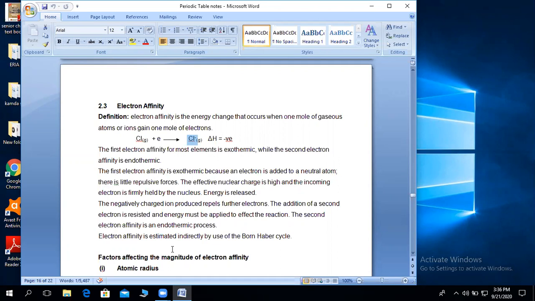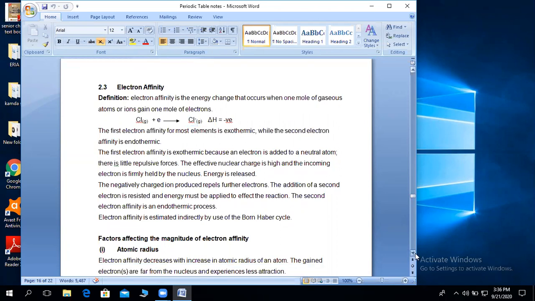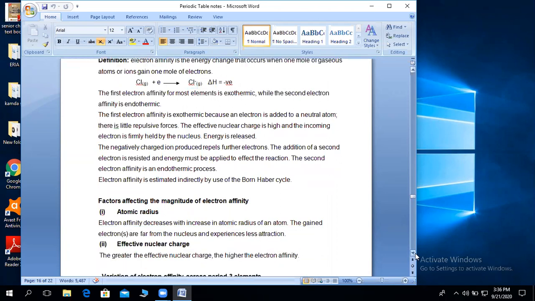We shall use the Born-Haber cycle in physical chemistry for the topic of thermochemistry. So I don't know if that is okay. Is that okay? Yeah, it is.